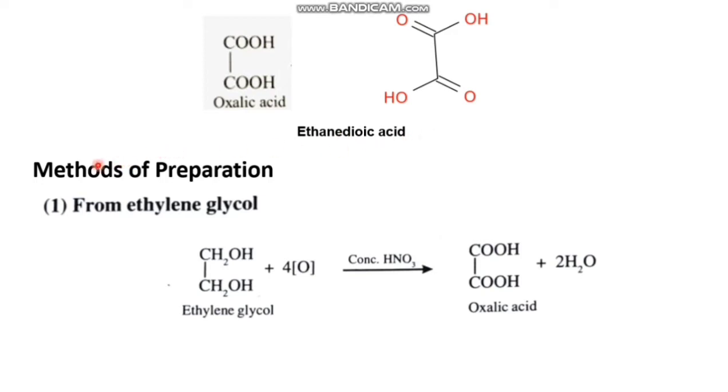Here we first consider the methods of preparation of oxalic acid. The first method is from ethylene glycol. Ethylene glycol undergoes oxidation in the presence of concentrated nitric acid, and we get oxalic acid. So oxalic acid can be prepared by the oxidation of ethylene glycol with concentrated HNO3.